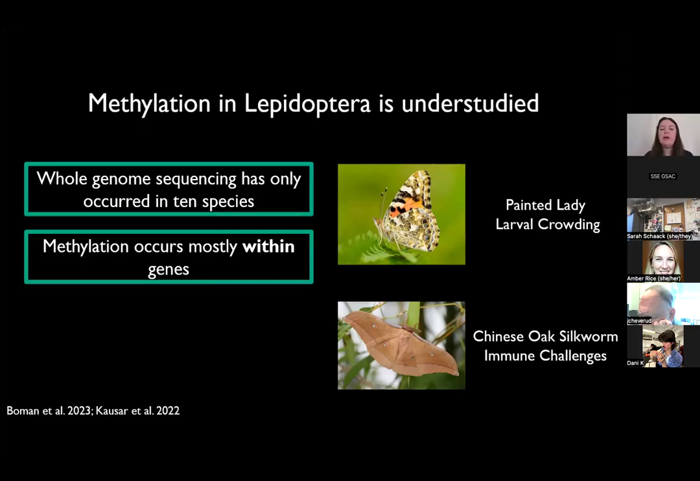What we can say, though, is that from those that have done whole genome sequencing, what's really interesting is that methylation occurs within the genes. And if you work with vertebrates like humans, that's kind of in direct contrast with us, because vertebrates tend to have methylation occur within promoters. But what we're really seeing is that for invertebrates and insects in general, methylation occurs within the genes, so either in their exons or in their introns.